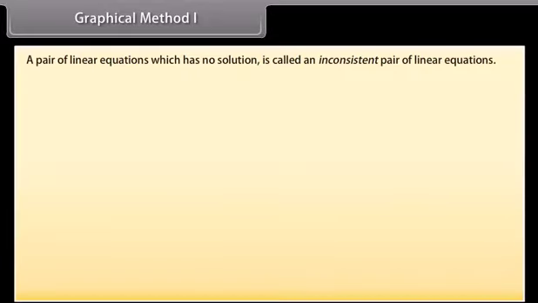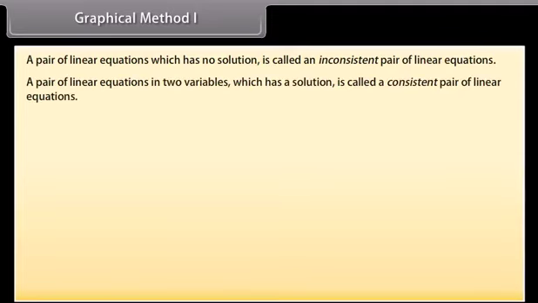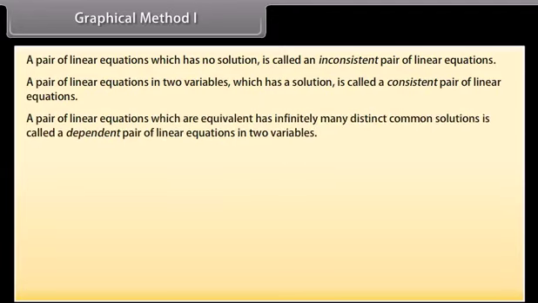Graphical Method I. A pair of linear equations which has no solution is called an inconsistent pair of linear equations. A pair of linear equations in two variables which has a solution is called a consistent pair of linear equations. A pair of linear equations which are equivalent and has infinitely many distinct common solutions is called a dependent pair of linear equations in two variables. A dependent pair of linear equations is always consistent.